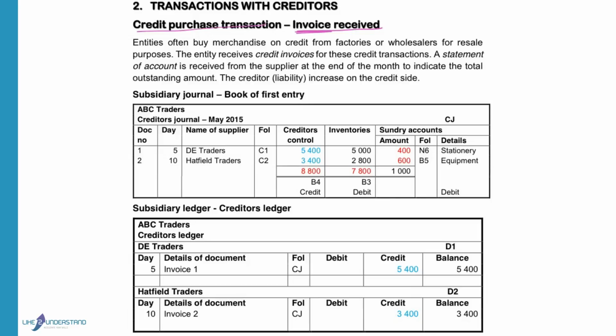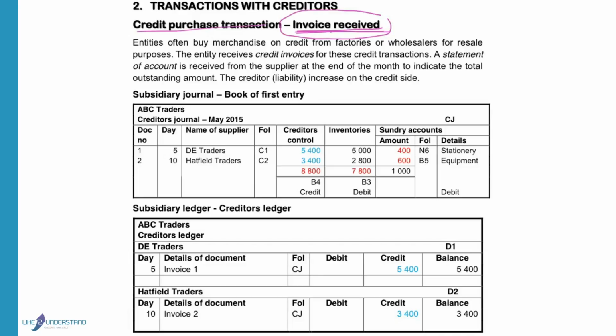It is very important to look at the word "received", because invoices are also used in sales transactions. So when it's purchases, it's an invoice received. If it is a sales transaction, it is an invoice issued.